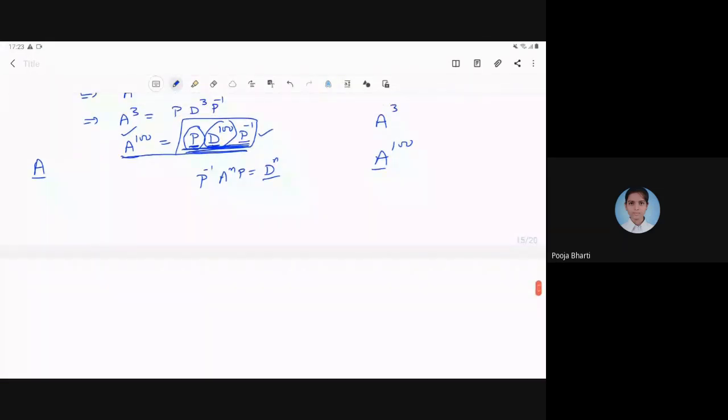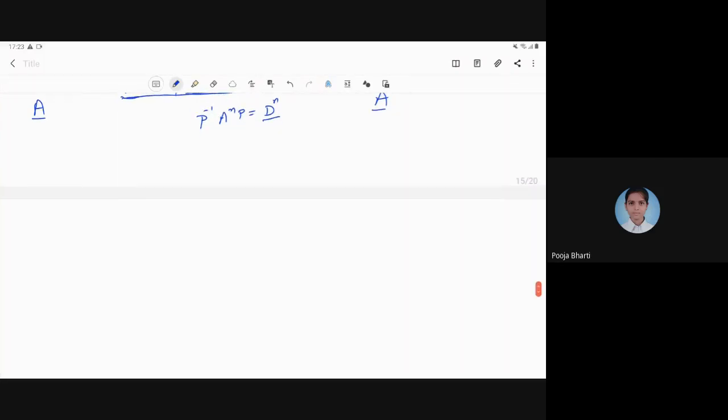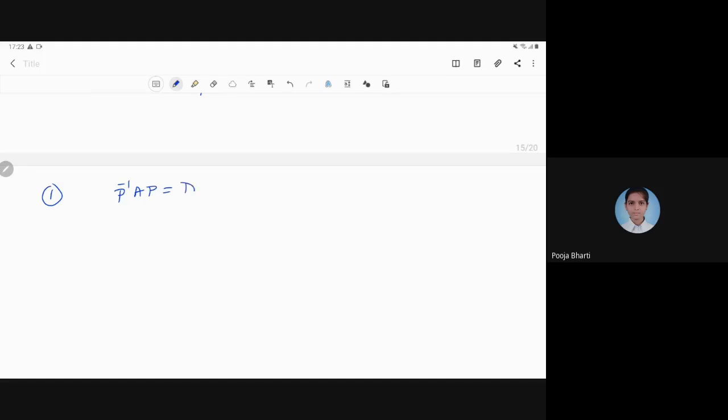In the previous lecture, you learned about diagonalization of a matrix. So recall the important results. When you say a matrix is diagonalizable, there exists a non-singular matrix P such that P inverse AP is equal to D, a diagonal matrix.